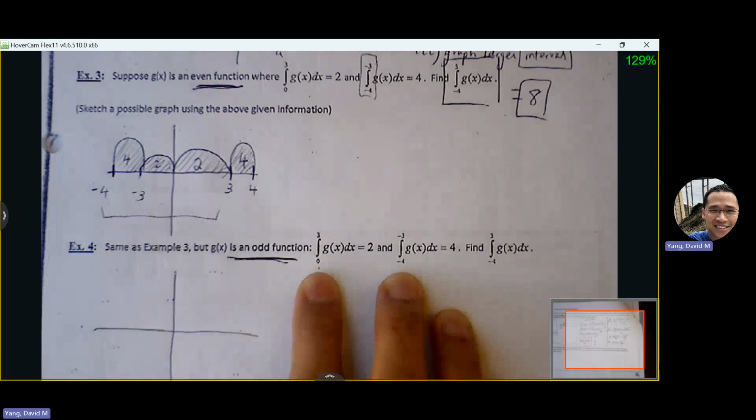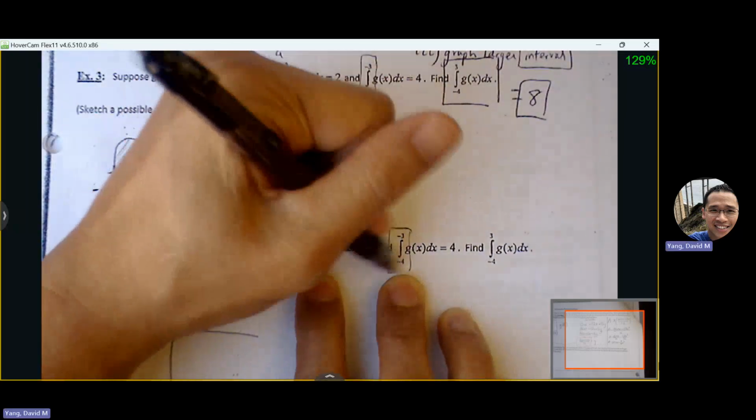Okay, what's the shorter interval here? Again, -4 to -3.